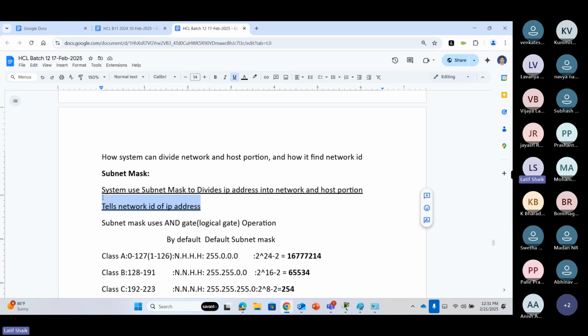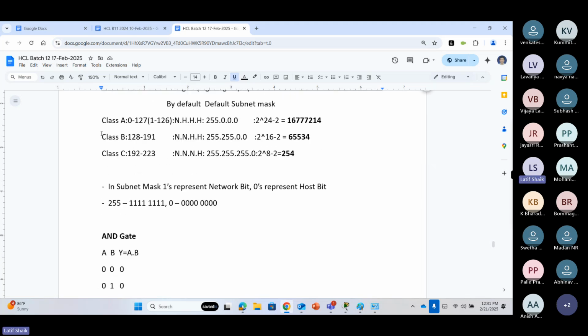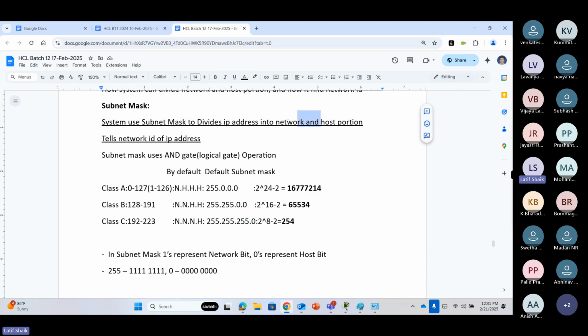Okay. By default, for class A, class B and class C, the default subnet masks are 255.0.0.0, 255.255.0.0, 255.255.255.0. These are the default subnet masks. These subnet masks will divide your IP address into network and host portions.